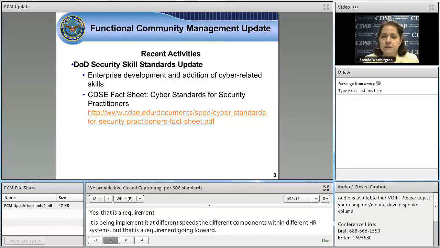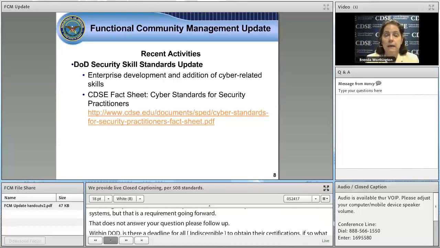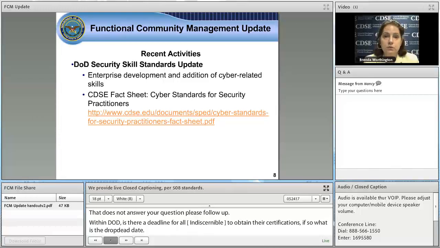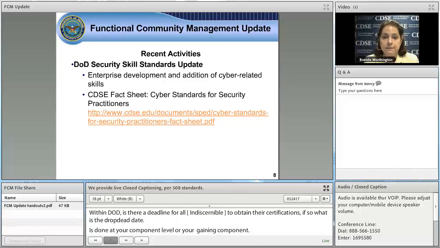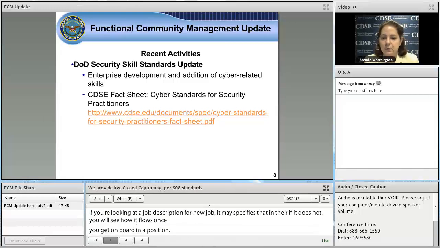Next question is, within DoD, is there a deadline for all ADOs to attain their security professional certification? If so, what is the drop dead date? So implementation is done at your component level or your gaining component. So if you are looking at a job description for a new job, it may specify that in there. If it doesn't, then you'll see how it flows once you get on board in a new position. And again, I encourage you, if you need me to follow up a little bit more on that, please let me know. Punch in your question, and we will take that on.